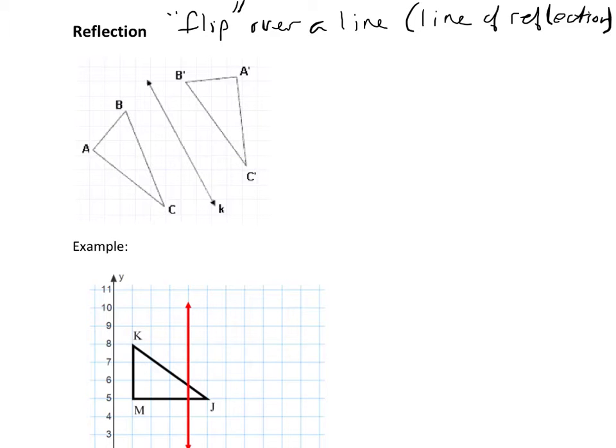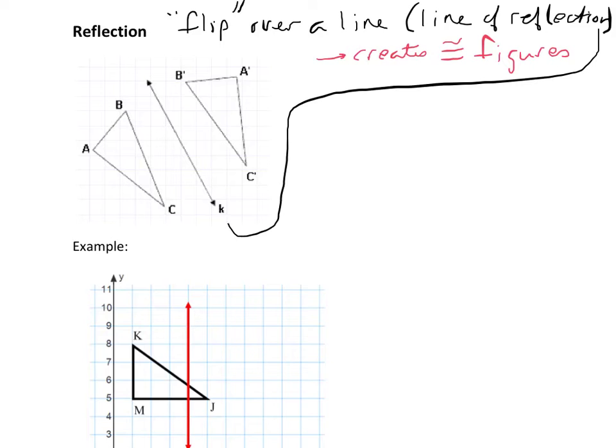Now when we do this, it creates congruent figures. If you remember what that refers to, equal sides, equal angles. So here we have a line of symmetry, or a line of reflection, right there. One is reflected over the other.